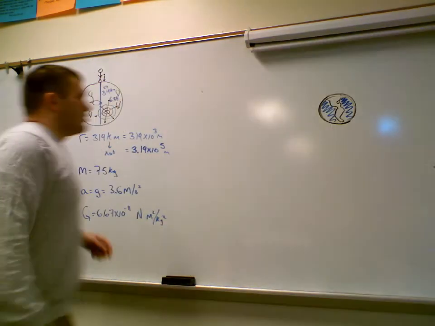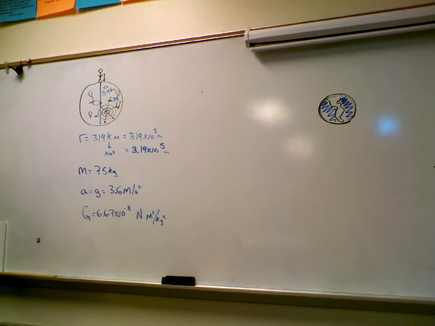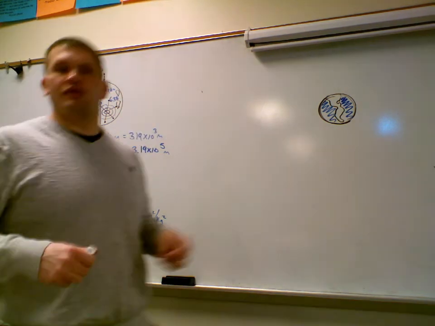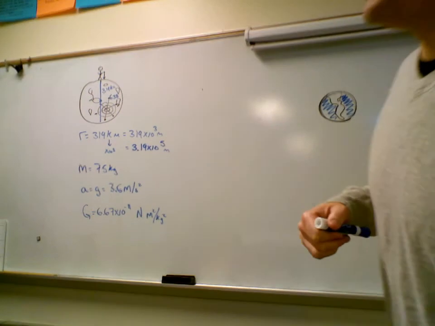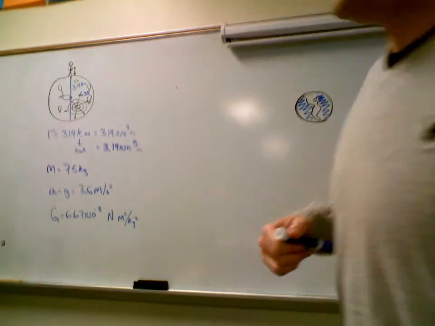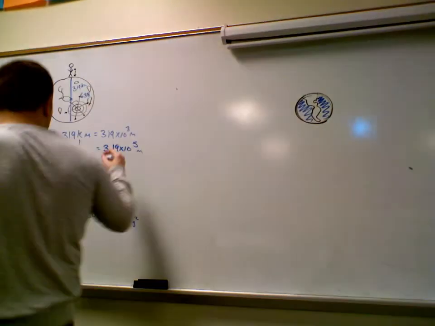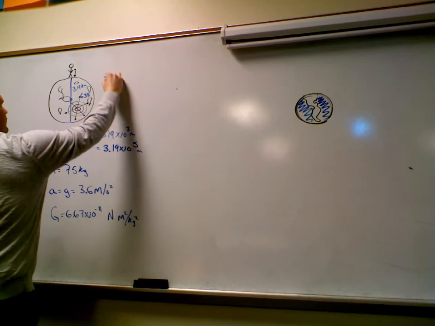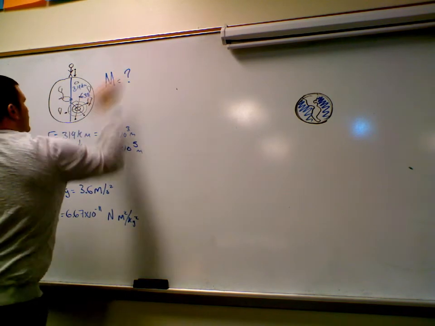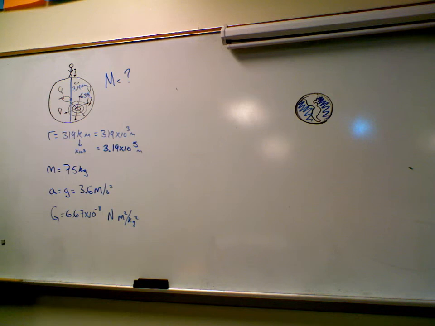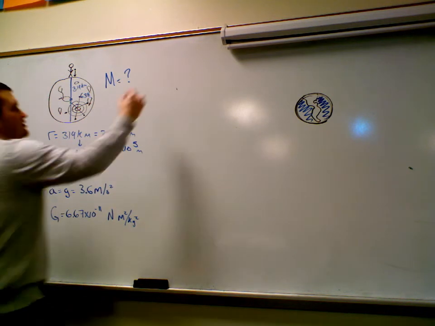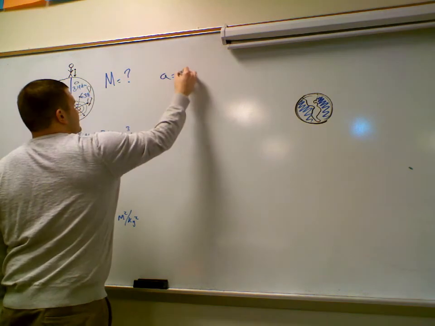Now, what are we trying to find? The planet's mass. So we want to find big M. So where do we start? Equations. Okay, so somebody said equation 6.